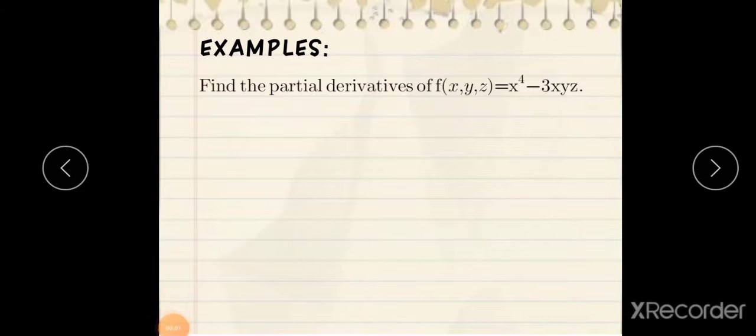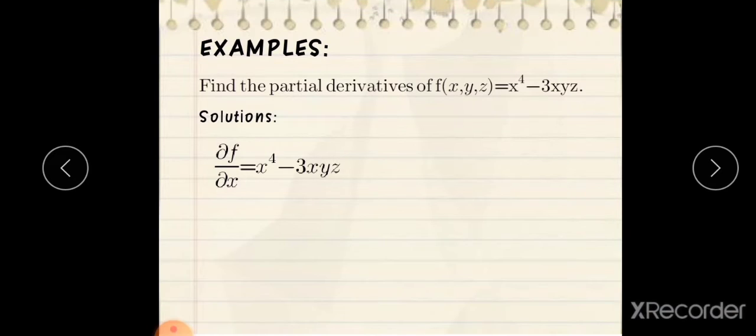So now we have an example. Find the partial derivatives of f of x, y, and z equals x to the fourth minus 3xyz. Solution. So the first one we will get is the partial derivative of the function with respect to x. To get the partial derivative with respect to x in our given, we must treat the other variables as constants. As we can see in our given, the other variables here are y and z. Then you can take the derivative with respect to x.